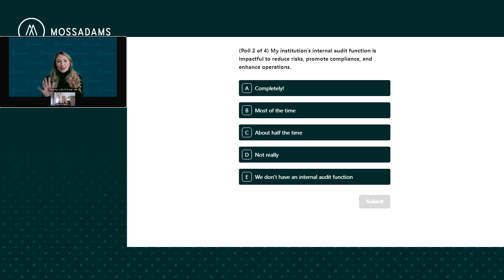So you could say completely, they're wonderful. Maybe you are the internal auditor, and so please select A. Maybe it's B, and it's most of the time, and you're saying we've got a couple really great projects that have helped us out, but we've got some other projects that were maybe a little bit less value add. About half the time, we've got not really, or we don't have an internal audit function. So if you don't know if you have an internal audit function, you're probably going to want to select E. If you don't know if you have it, you probably don't know the impact that function is having on your institution.